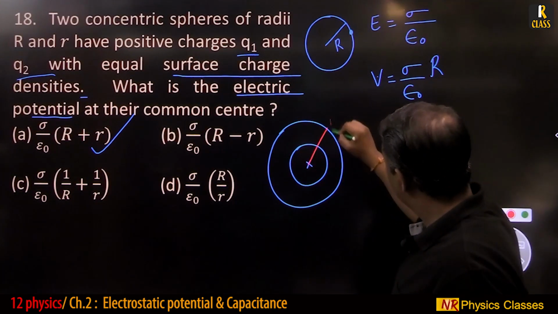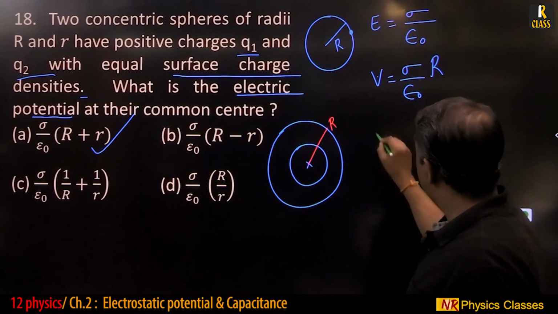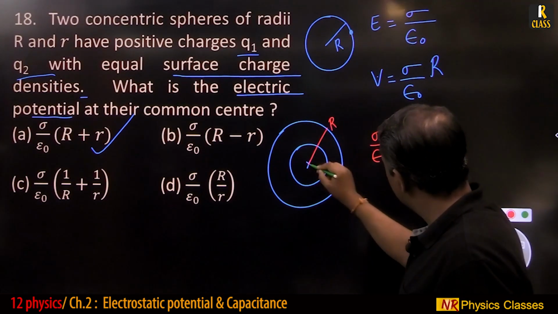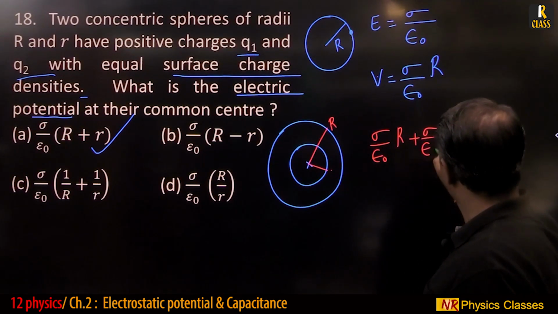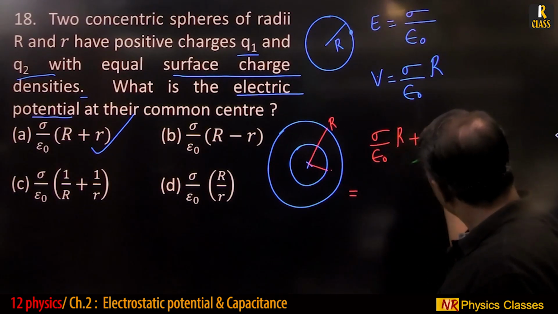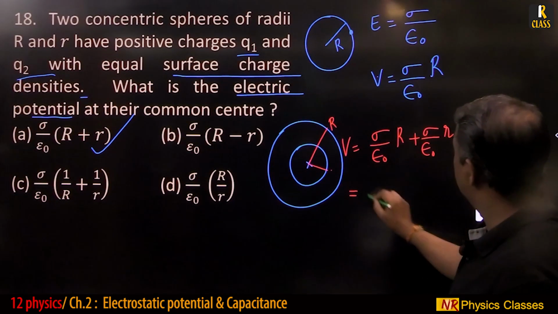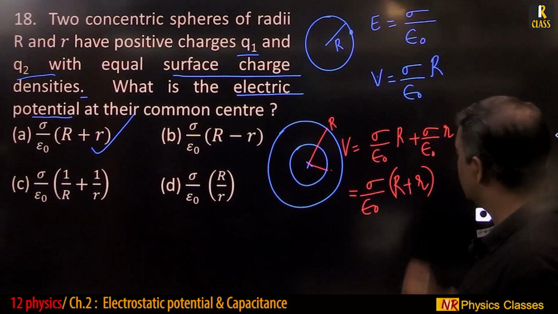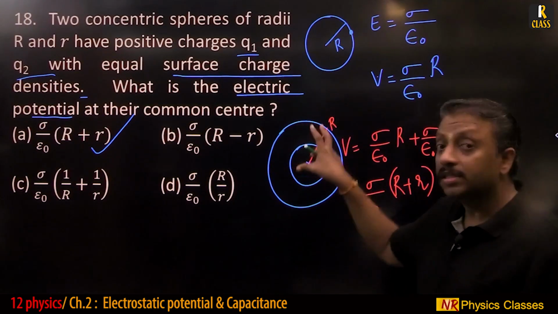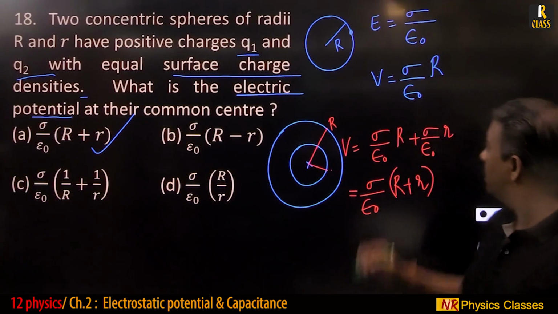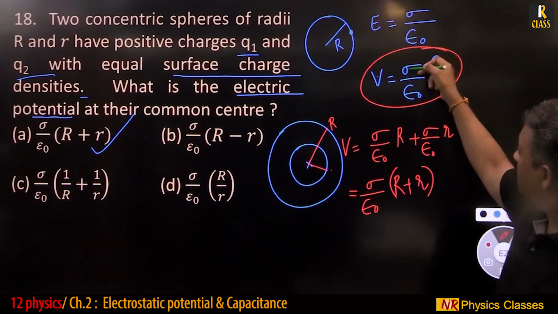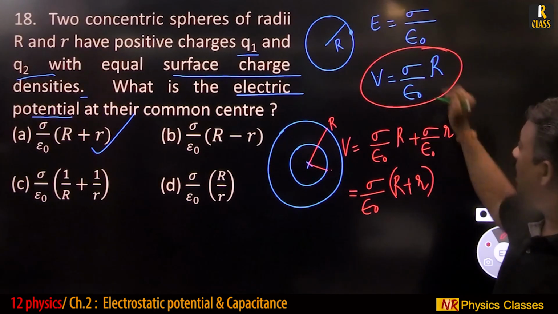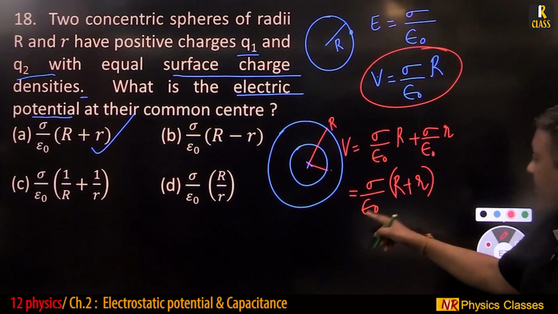Because of the outer surface, it is sigma by epsilon naught R, plus because of the inner one, sigma by epsilon naught into small r. So the total potential is V1 plus V2. Taking the common factor, sigma by epsilon naught (R plus r). Students, next time when you come across a conductor and potential in terms of charge density, directly use this equation. Charge density by epsilon naught. This is from the first chapter, Gauss theorem. So sigma by epsilon naught (R plus r).